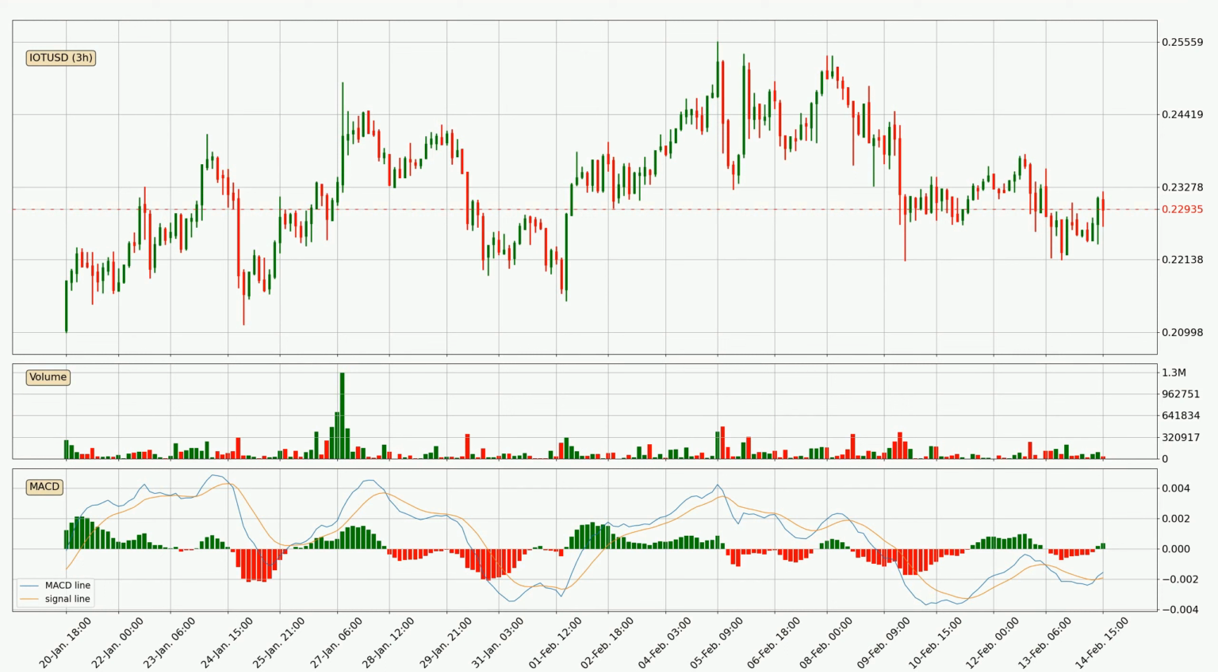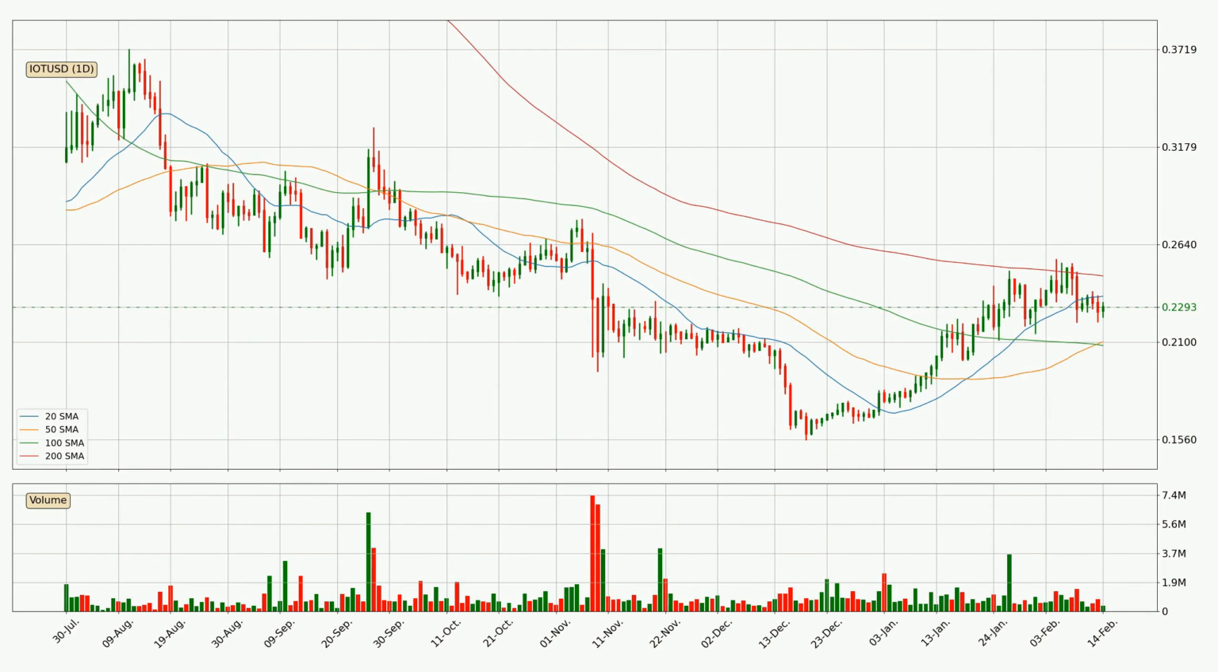Moving to the daily simple moving averages, the current price is between the 50 and the 20 SMA. If the price bounces off the 50 SMA, which is currently at 21.0 cents, it could be seen as a support, and the 20 SMA that is at 23.5 cents could be seen as a resistance to the upside. Breaking either way signals a possible further move to the corresponding direction.